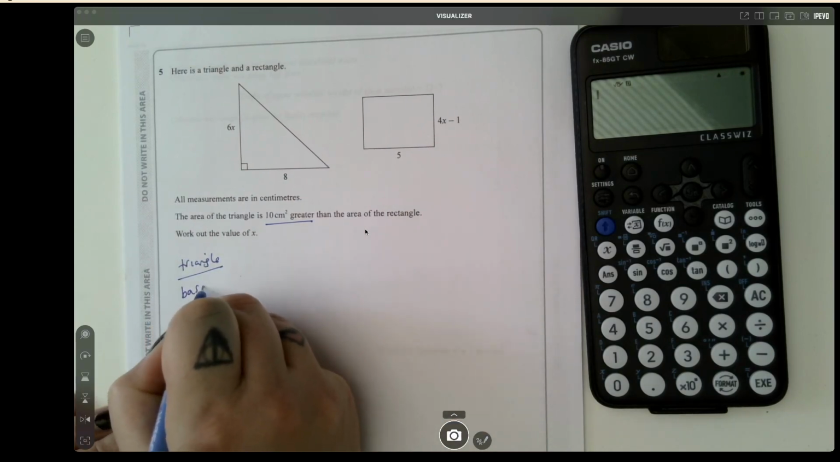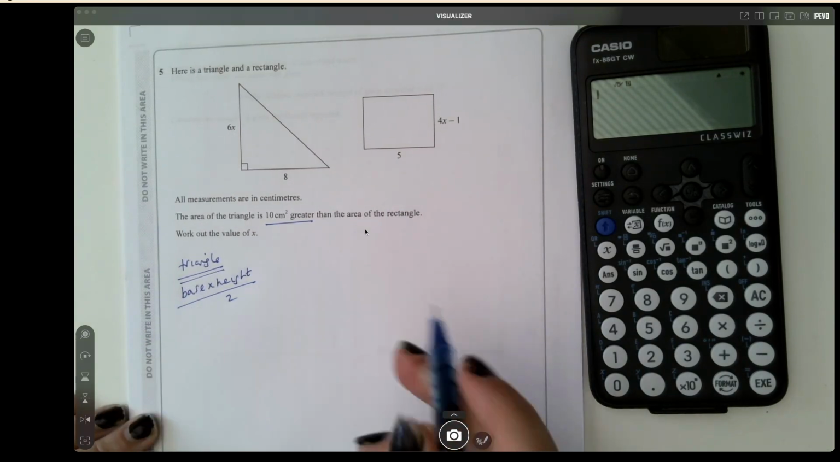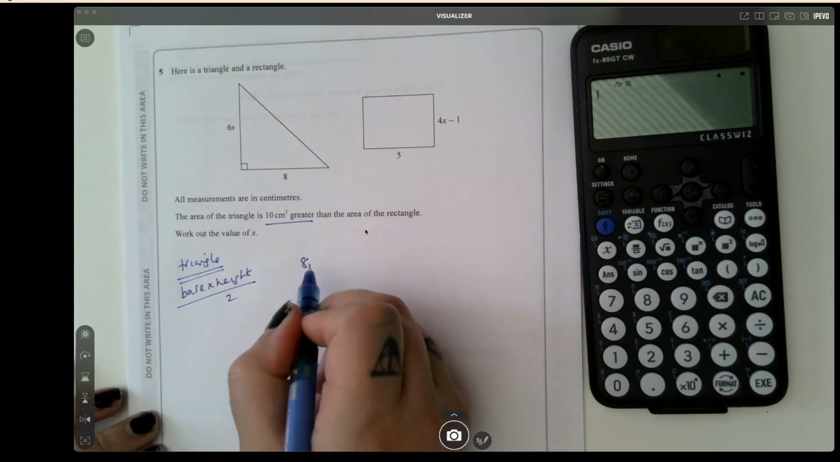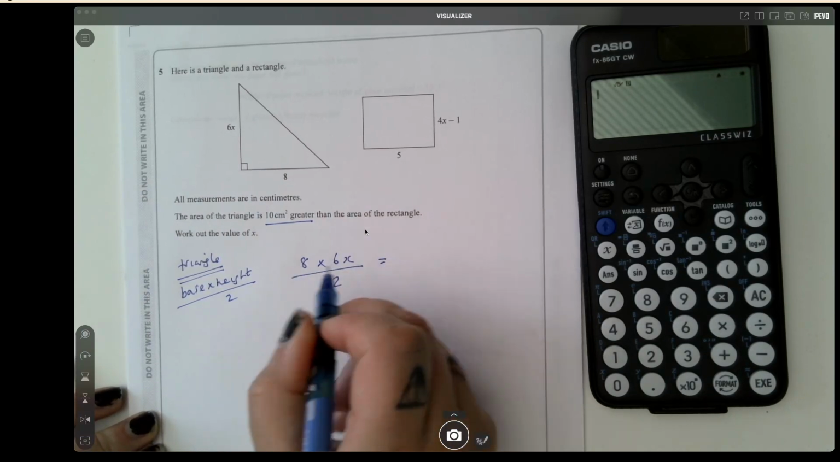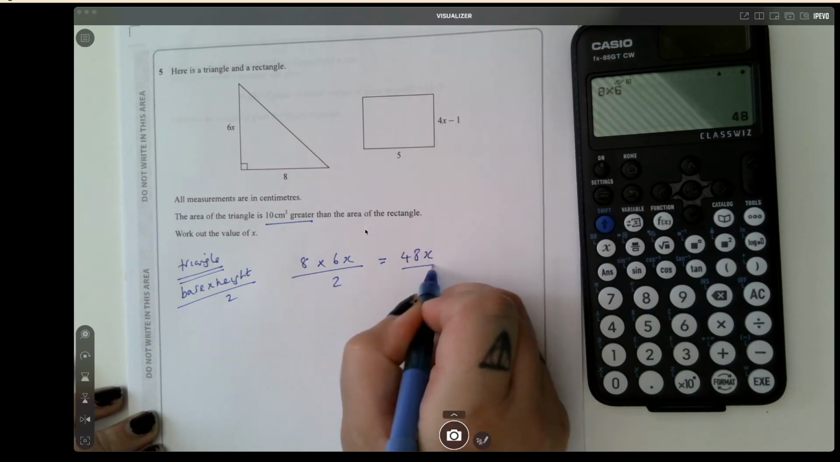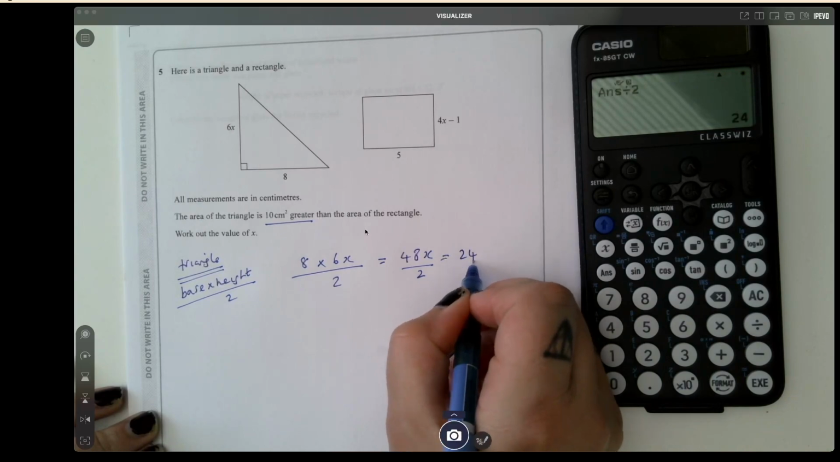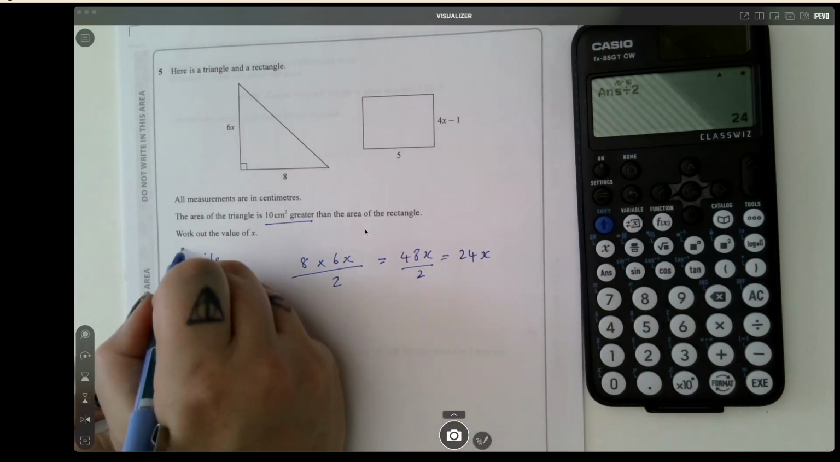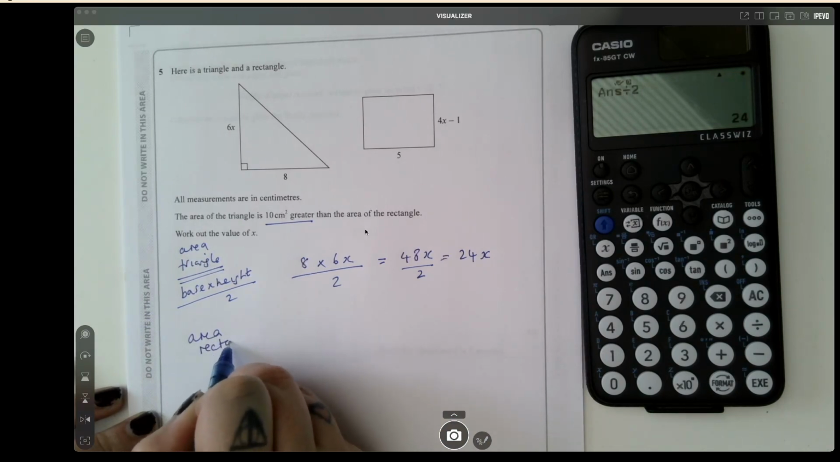So to find the area of a triangle, it's base times height, and then we divide by 2. So the base is 8, the height is 6x, and then we would divide by 2. So 8 times 6, so that's 48x over 2. 48 divided by 2 leaves us with 24x for the area of the triangle.